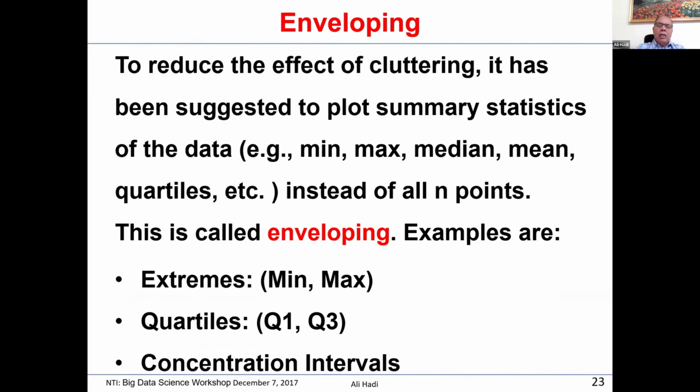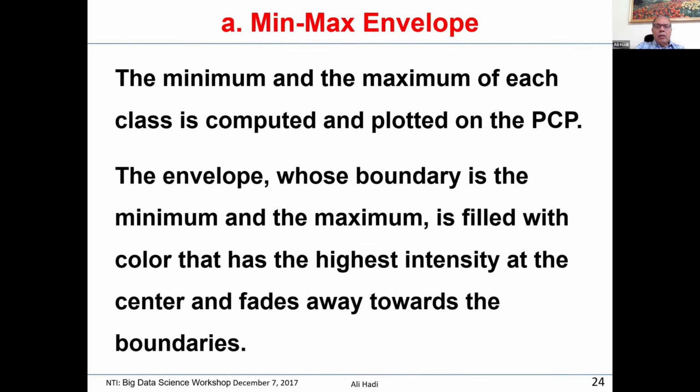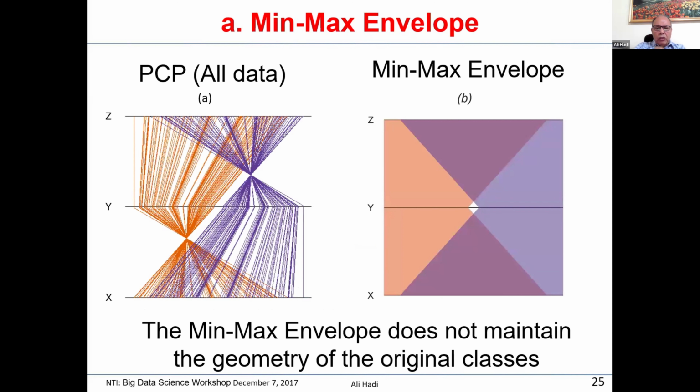So for example, we can say that we plot only the minimum and the maximum of each variable, but not the data in between, or the quartiles, Q1 versus Q3, without the data in between, or what we call concentration intervals, which are very similar to confidence intervals, but they are not confidence intervals. So we look here at examples; this is the entire data here.